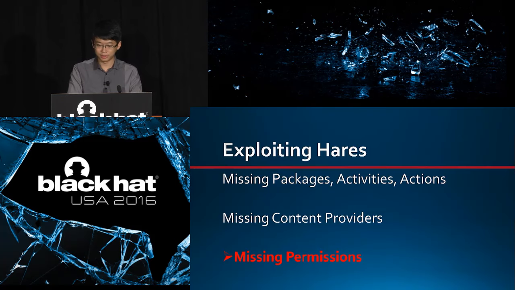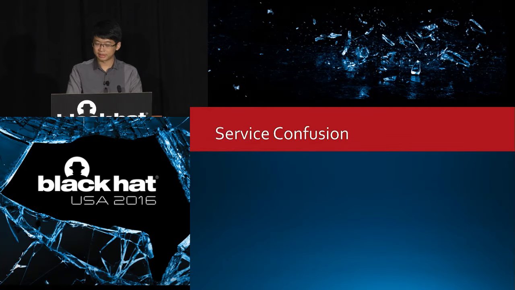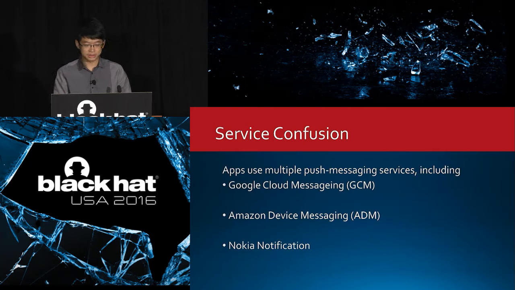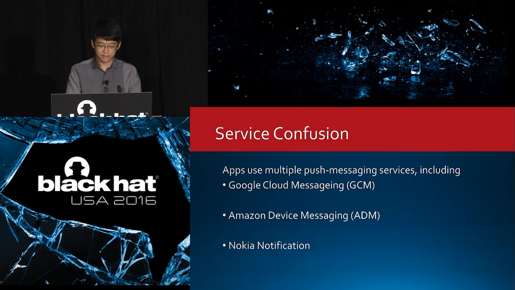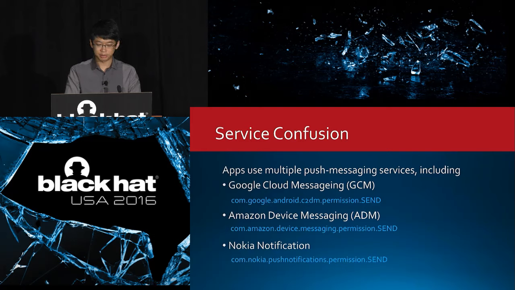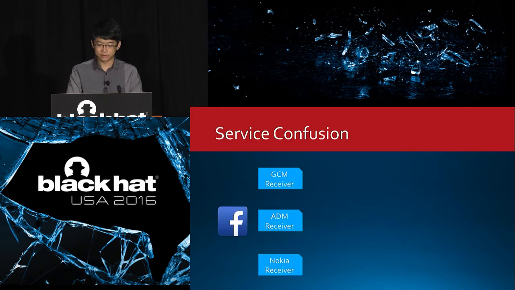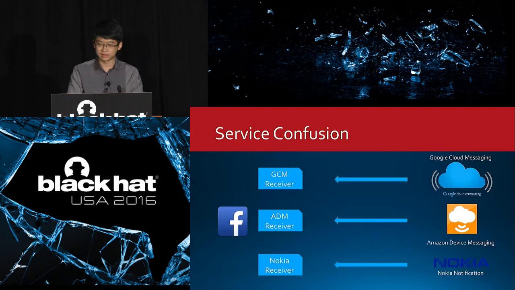In the last part, I'll show you how to exploit missing permissions. One of the attacks it enables is the service confusion attack. Some apps use multiple push messaging services, including Google Cloud Messaging, Amazon Device Messaging, and Nokia Notification. These services are used to push cloud messages to its receivers, and it uses system permissions defined by these services to protect them. For example, the Facebook app defines three receivers in this app to receive push messages from corresponding services. This gives them the advantage of maintaining one app and working on multiple brands of devices.